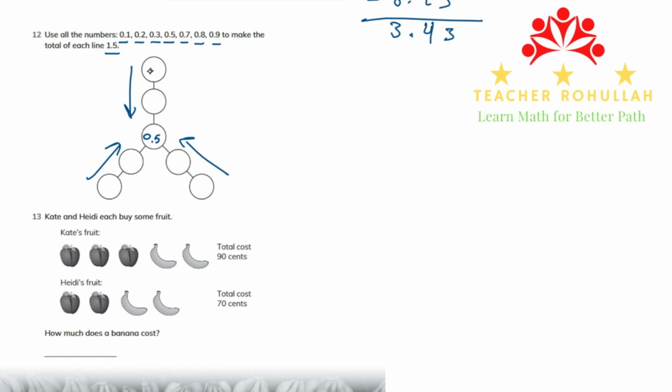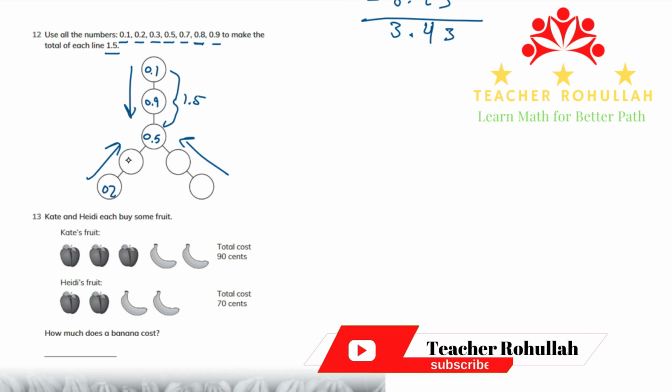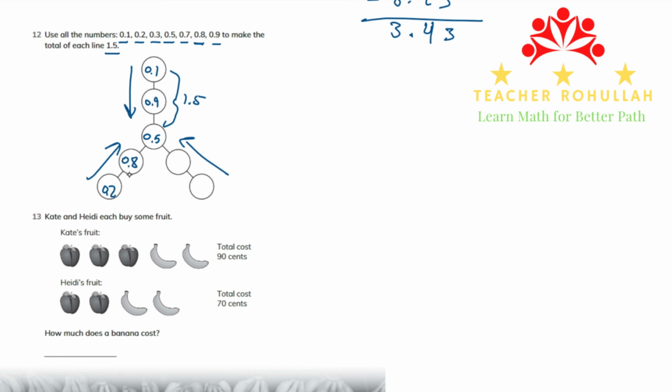Starting from 0.1, if I write 0.1 here, the complement of 0.1 is 0.9. 0.1 plus 0.9 gives us 1, and 1 plus 0.5 gives us a total of 1.5. In the same way, if we write 0.2 here, 0.2 plus 0.8 gives us 1. So I can write 0.8 here. 0.2 plus 0.8 is 1, and 1 plus 0.5 is 1.5.